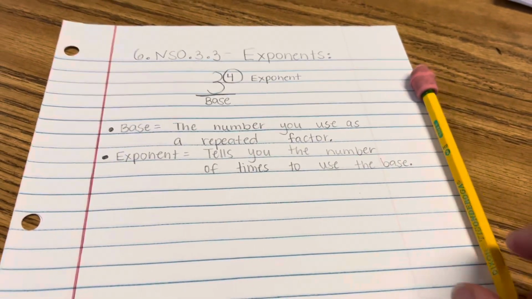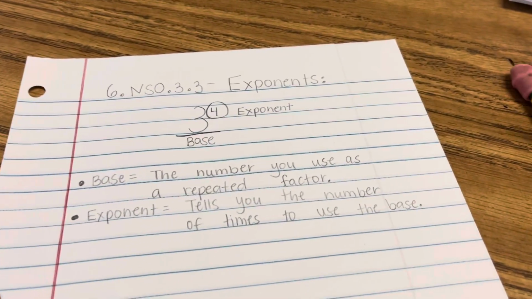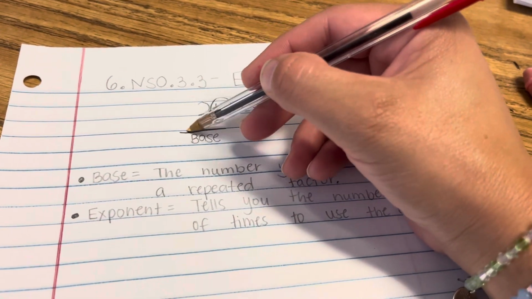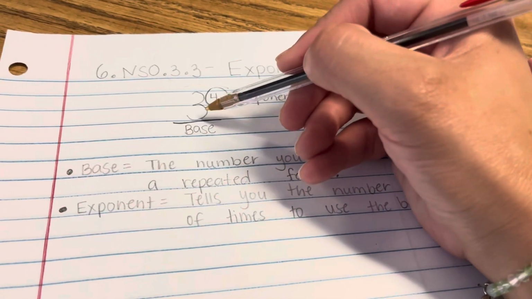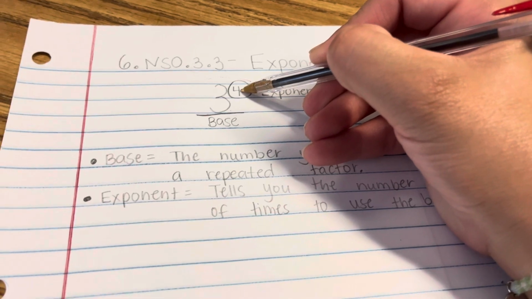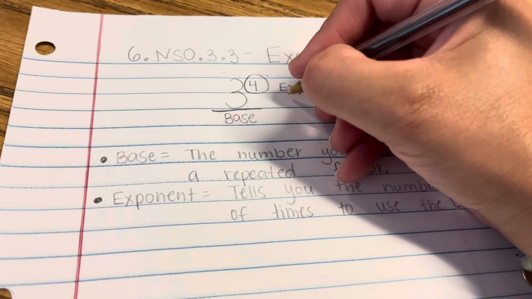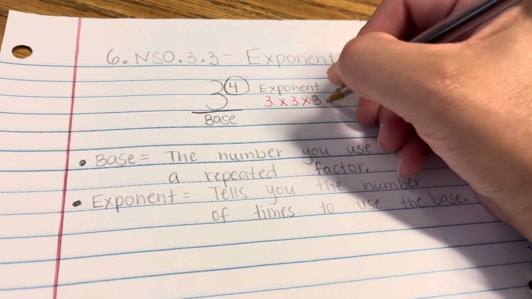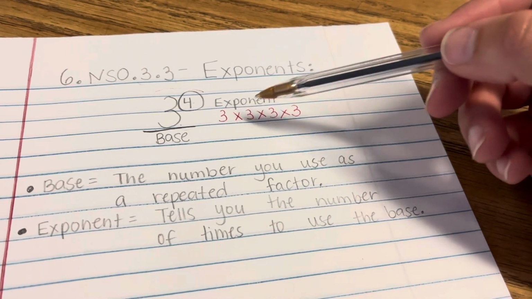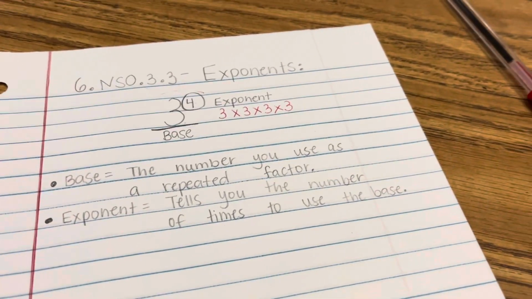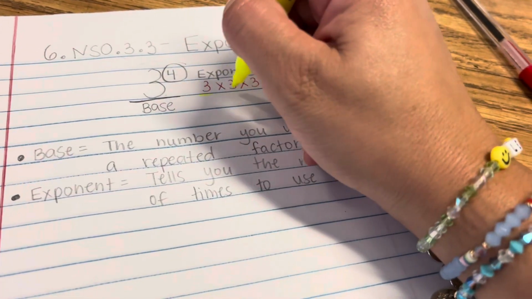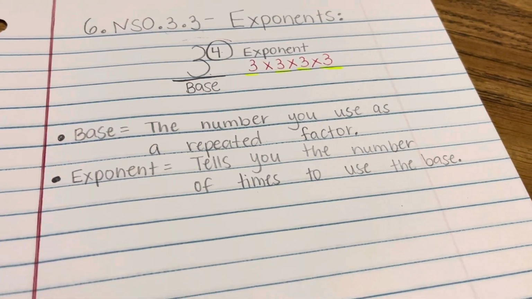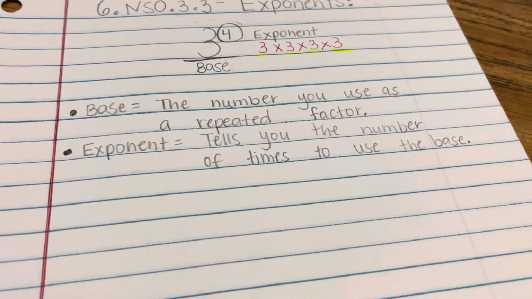I'm going to lay my pencil down and grab a red pen. Together, this is called a power. I would read this as 3 to the 4th power, which basically means that I'm going to use 3 four times. So it's not 3 times 4, but 3 four times: 3 times 3 times 3 times 3. When I say 3 four times, I mean that you're literally going to write the number 3 out four times. If you count that, I've written the number 3 four times.